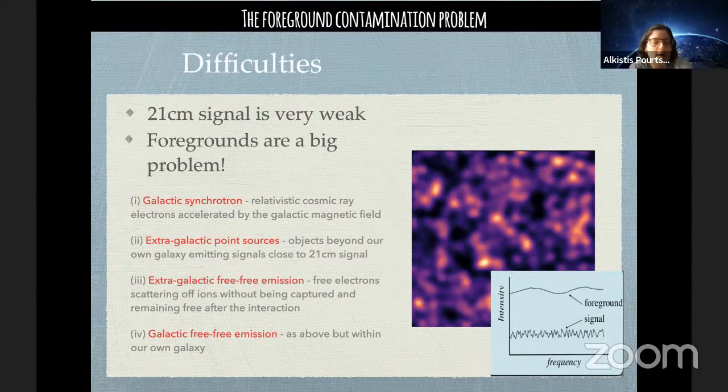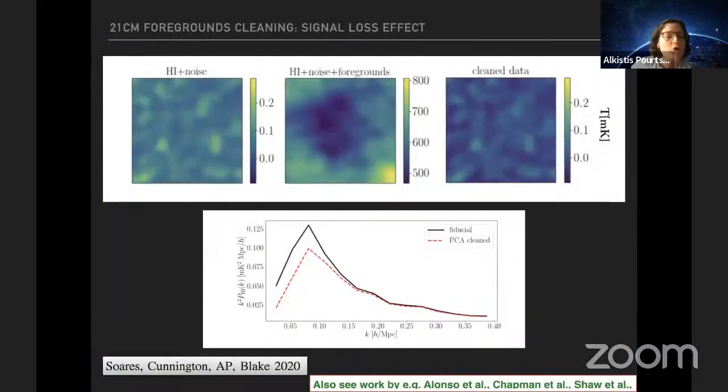So one thing that we have been working on is comparing foreground removal techniques and dealing with the inevitable signal loss that you get on large scales especially. Other people have already mentioned that as well. So I want to talk a bit about how to deal with it at the modeling level and what observables we can possibly repurpose to identify systematic behavior.